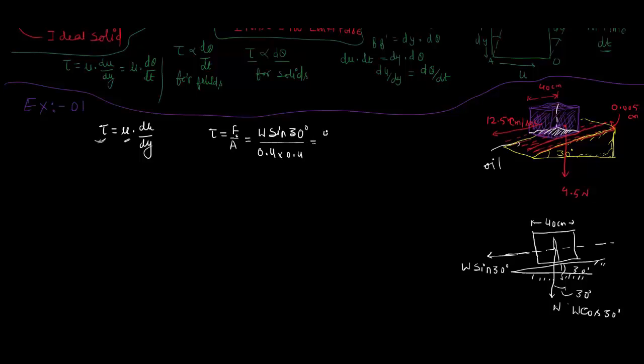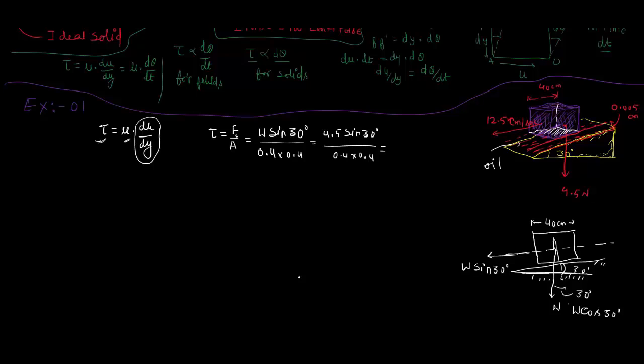So tau is W sin 30, that is 4.5 into sin 30, divided by 0.4 into 0.4. This value of W sin 30 we can calculate from this side. Alright, so we know this one. This is completely known. So the tau is known. Now this is unknown. Now the next term is this one.